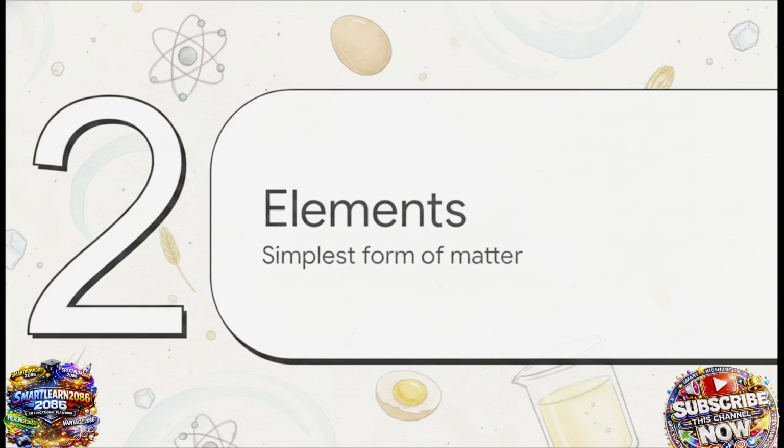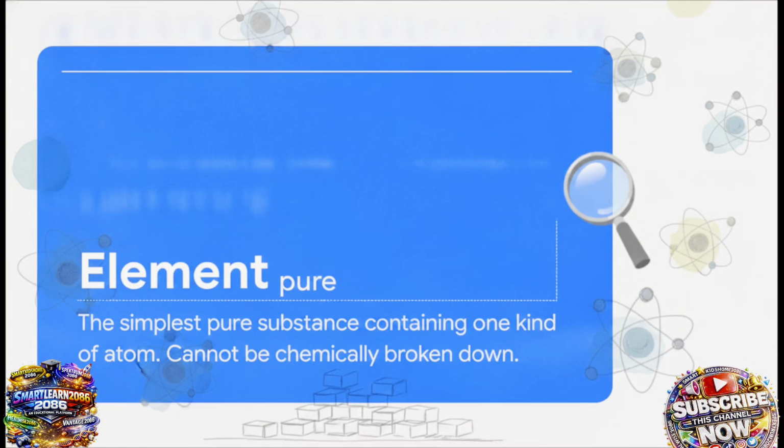Moving right along to section 2, elements, the simplest form of matter. An element is the simplest pure substance out there, containing only one kind of atom. And I really want to emphasize that word pure. This is a hard, unbreakable scientific rule, guys. You cannot break an element down into a simpler substance using ordinary chemical reactions. They are the absolute rock-bottom building blocks of reality.